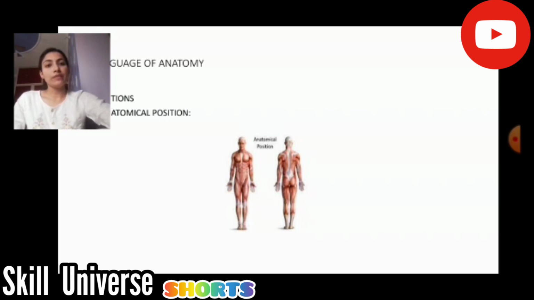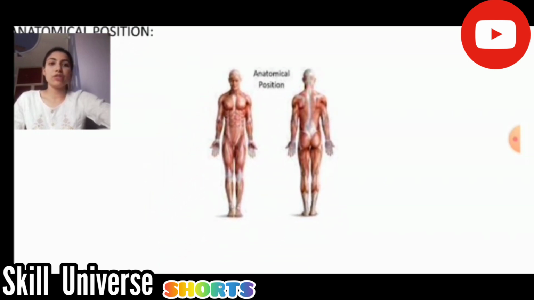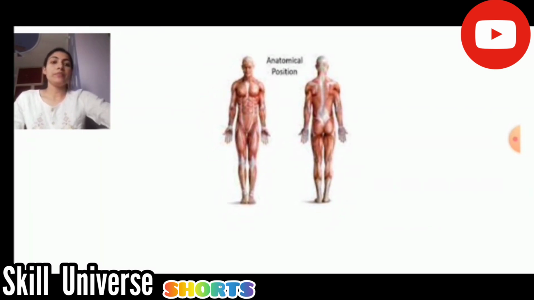Number one, there is the anatomical position. Now first we will read about the definition of anatomical position. We are able to see in this diagram that this person is standing straight, his eyes are facing forward, his palms are facing forward, and his feet are together. So this position is termed the anatomical position.